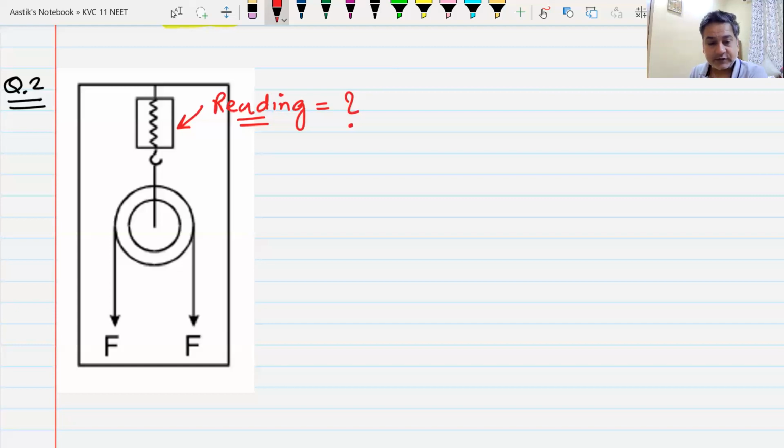Yes, what is the answer, beta? What is the reading of the spring balance? If you don't know the answer, say no. If you have any answer, say that answer. Keeping quiet does not make any sense. I'm waiting for your answers. I will not move ahead unless I get an answer. That is sure.